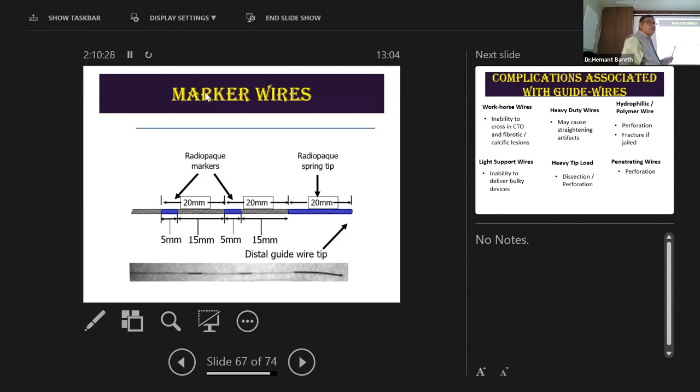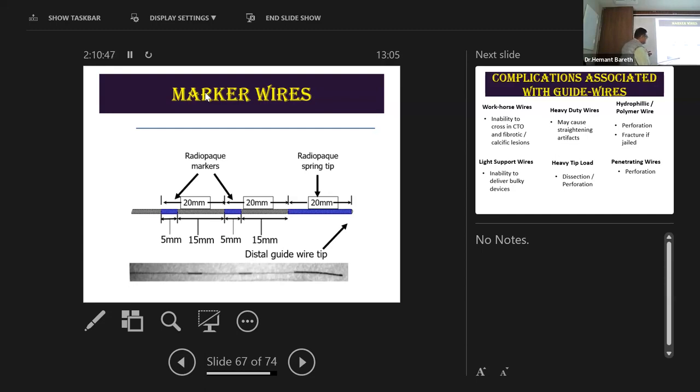Now another thing: sometimes when you need to measure, so you have 2-3 lesions, you want to measure exactly how much length of the lesion is there. Then you have something called a marker wire. I just wanted to let you know that this wire, as you can see, has a marker here.